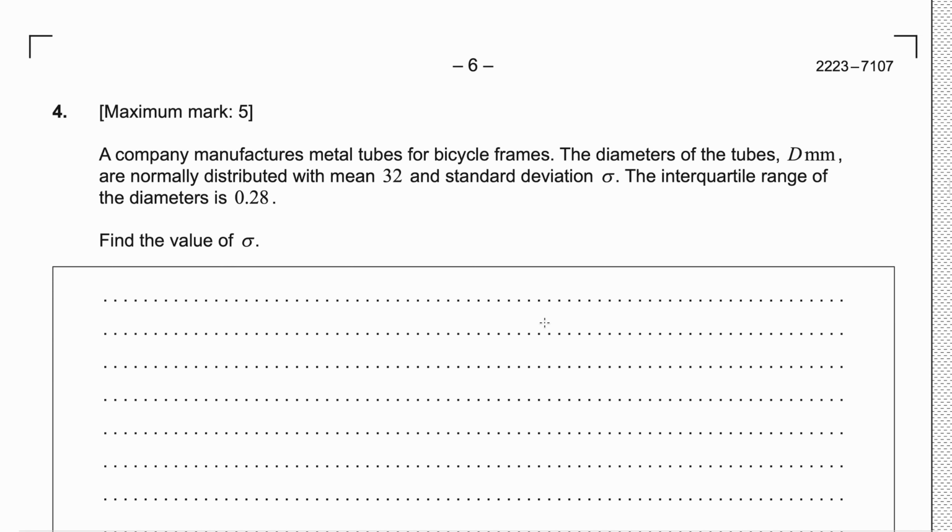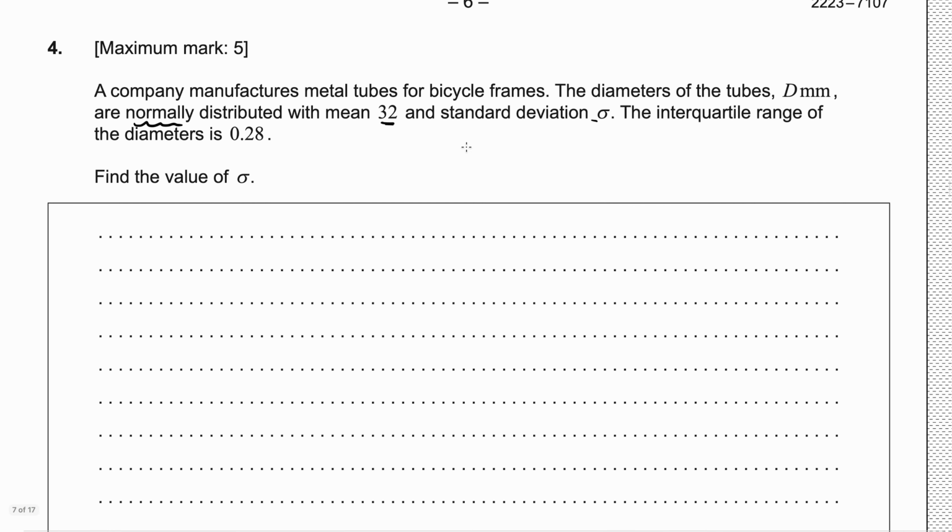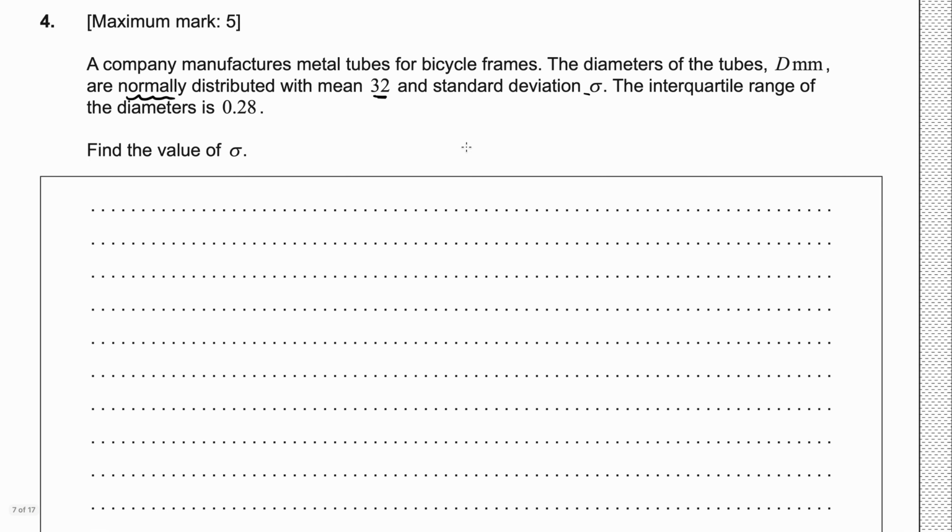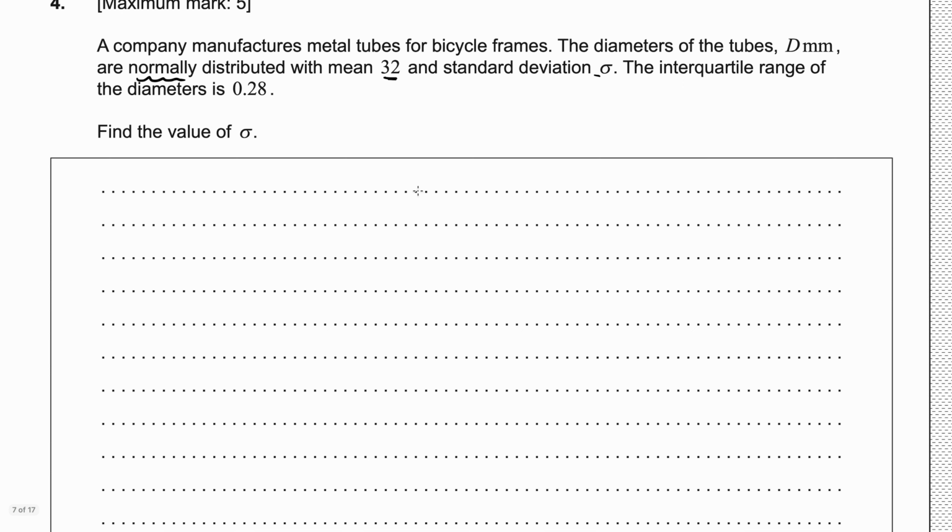So this is question number 4 of May 2023 Time Zone 1 Paper 2. We're told that a company manufactures metal tubes for bicycle frames. The diameters of the tubes are normally distributed with a mean of 32 and a standard deviation of sigma. The IQR is 0.28 and we're asked to find the value of the standard deviation, or the value of sigma.